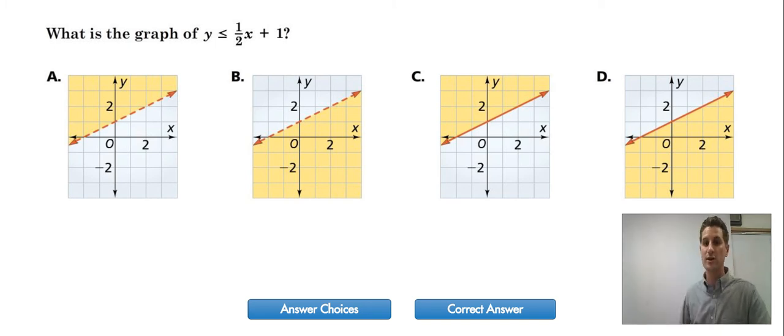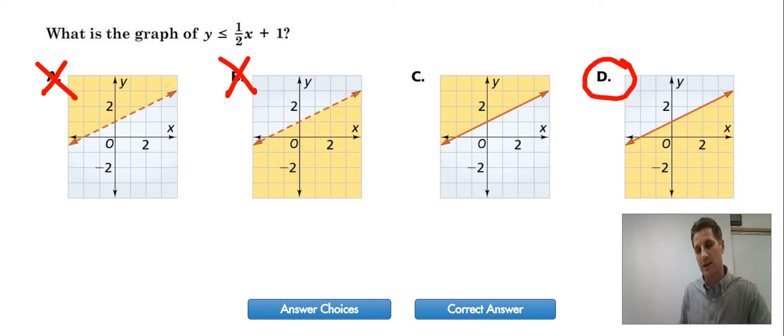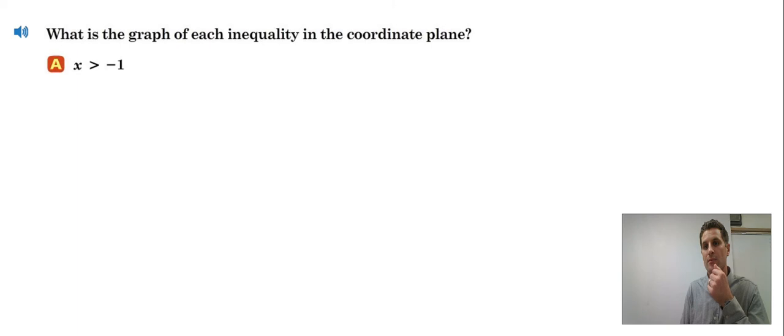Okay. Notice all the graphs are the same. They're graphed at 1. They go up 1 over 2, up 1 over 2, but we have a solid line, so we know that we are not going to use the dashed line ones. So these are out. And we're shading less than, so we're going to shade below. So D is our correct answer. Okay? So those are all the different types that we could potentially see. Let's look at one more.